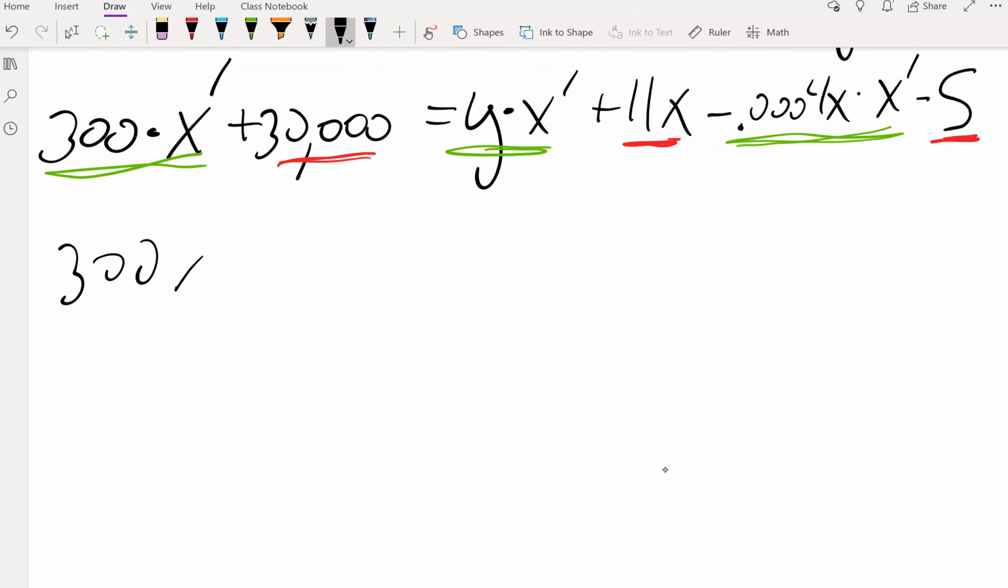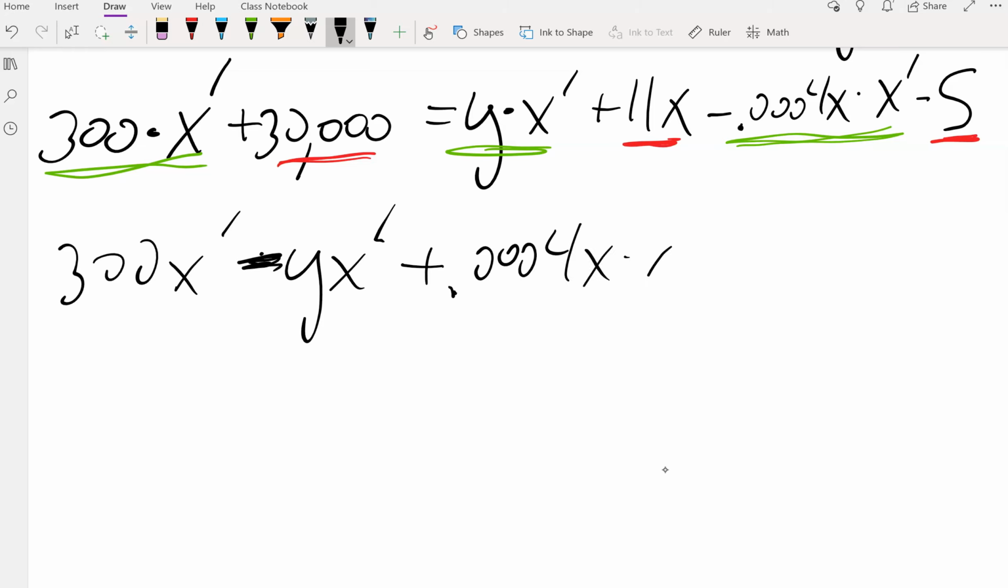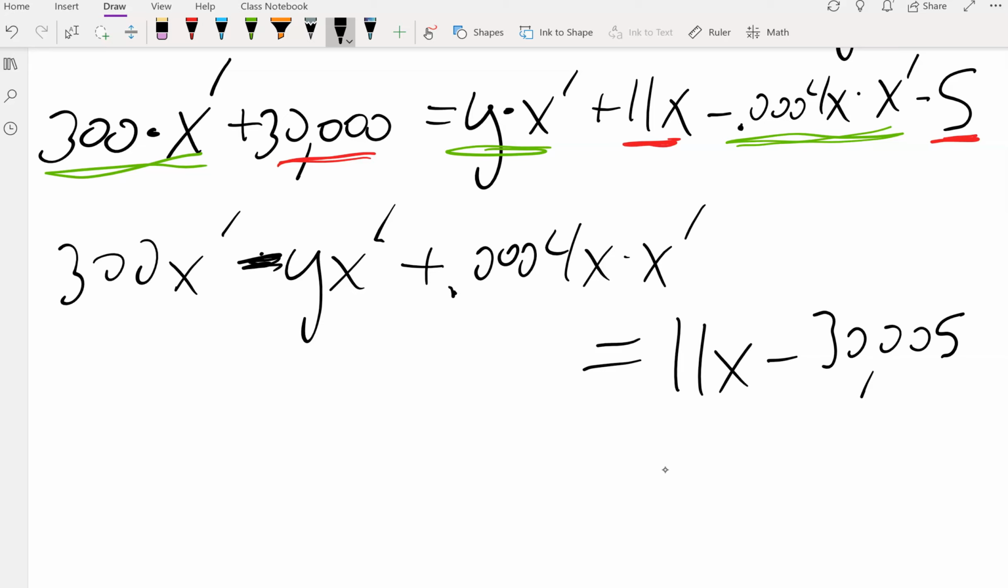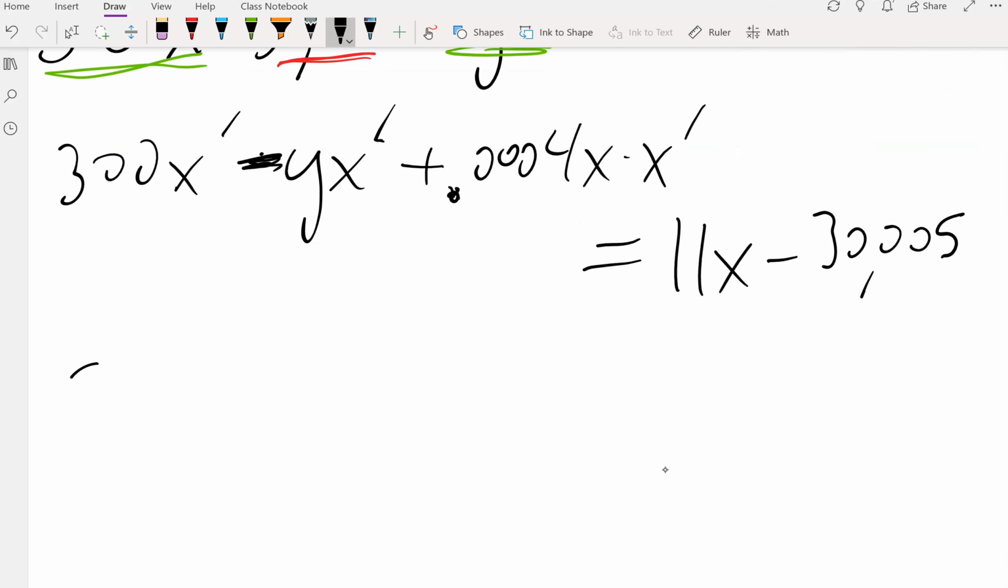So I have 300x prime minus yx prime plus 0.0004x dot x prime equals, move the green to the right. So the only thing I got to move over is that 30,000. So I get 11x minus 30,005, because the 30,005 can be combined because they're like terms. Excellent. Now everything on the left has an x prime, that is its dx dy as we shorthanded it.